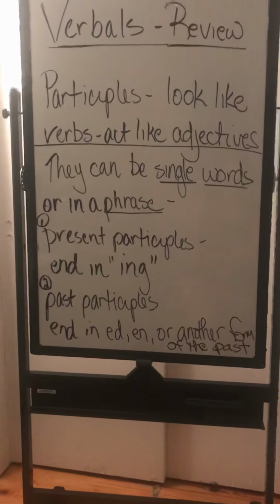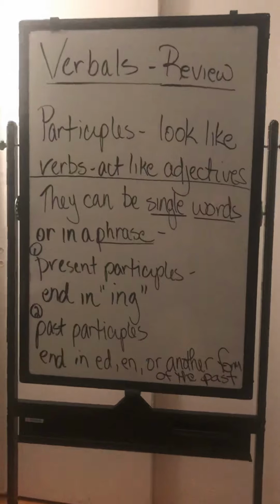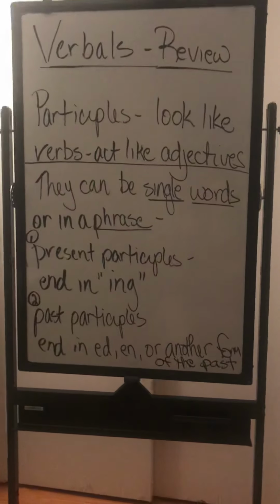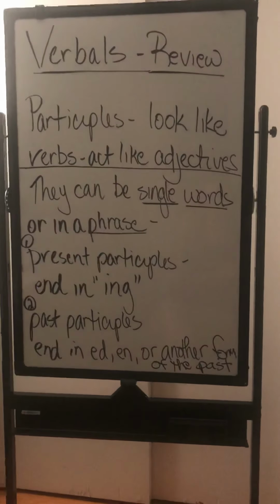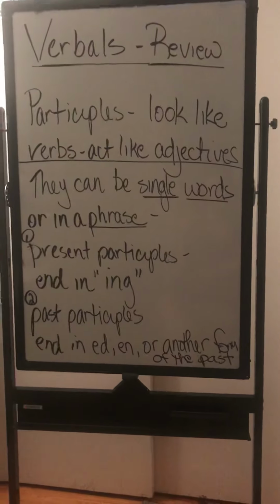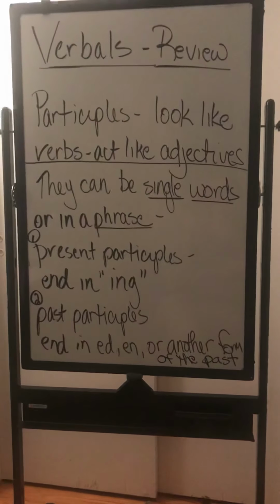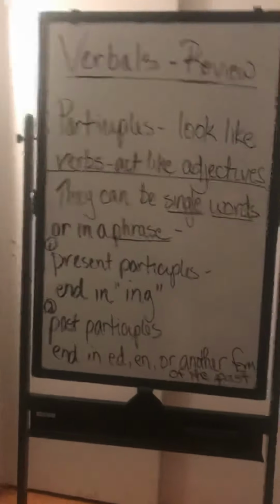So you're giving more description to the reader of exactly where that child was running. Or you can just use it as a single word adjective. But the main thing to remember is that participles look so much like verbs, but they are not functioning like a verb at all. They're functioning like an adjective. So let me turn my handy dandy little board around here.